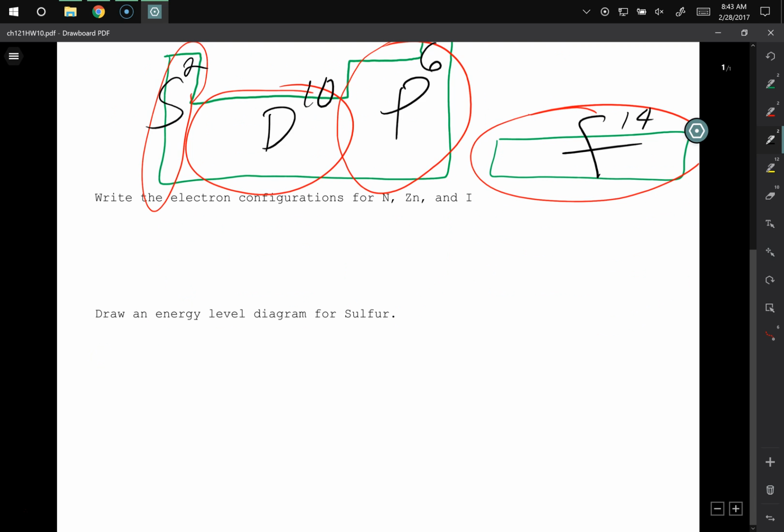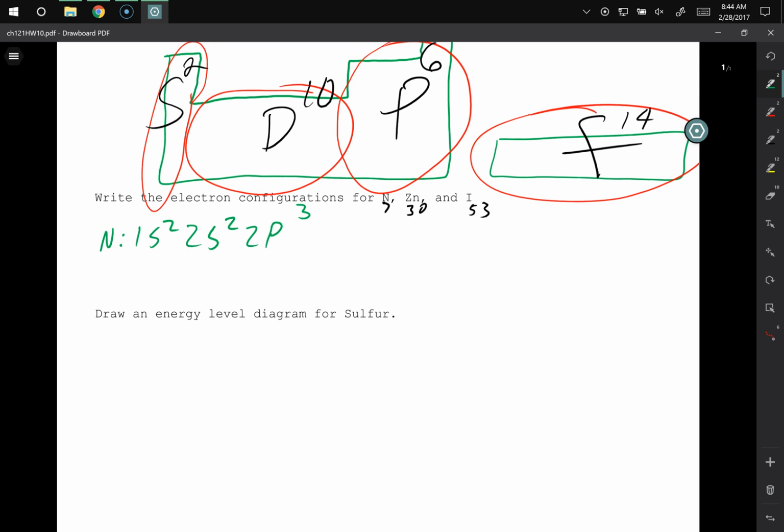So write the electron configurations for nickel, zinc, and iodine. Nitrogen. So this is atomic number 7, this is atomic number 30, and this is atomic number 53. Great, so let's go with nitrogen. So nitrogen, 1s2, 2s2, 2p, what? 3. There's only 7 electrons. I already put 4 electrons in S sublevels. I only have 3 electrons left, so I didn't fill this thing completely up.